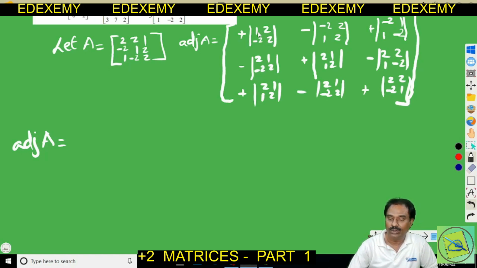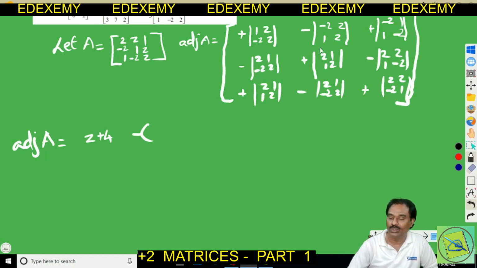Now find the value. First one, 2 into 1 is 2, minus of minus 2 into 2, minus 2 into 2 is minus 4, minus of minus. Therefore, here 2, minus of minus is plus 4. Okay, this is the cofactor of the first element. We will find out the value of the other elements.